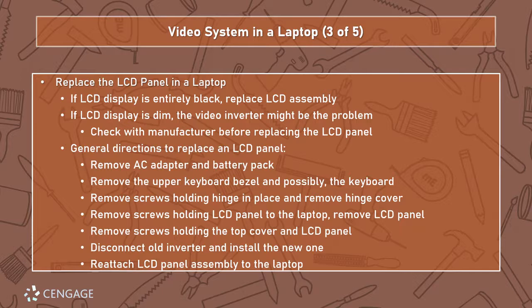If you need to replace the LCD panel, number one, we need to test to see whether or not it's the assembly or if it's the panel itself, if it's the video inverter or the actual display. Whatever it is, you're going to follow the same disassembly instructions. Take out your power source, disassemble as need be, again reading the manual, remove your cover screws for your hinge, go ahead and take out the LCD panel attachment screws, remove the top cover of the panel, disconnect the old inverter, and install the new one. Once we've reattached the assembly to the laptop, we should be able to power it up and see if it's all working.